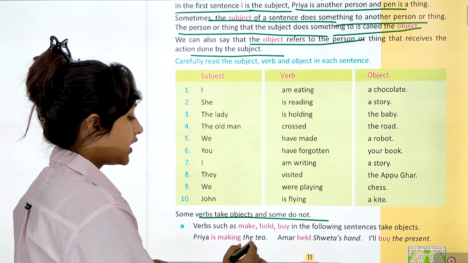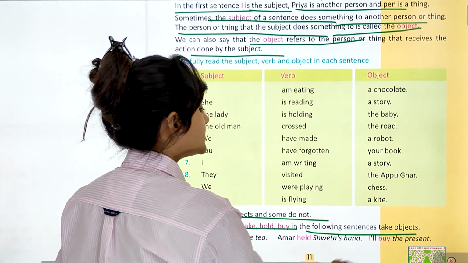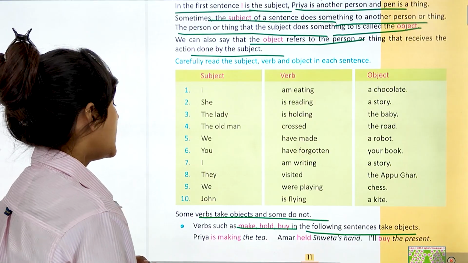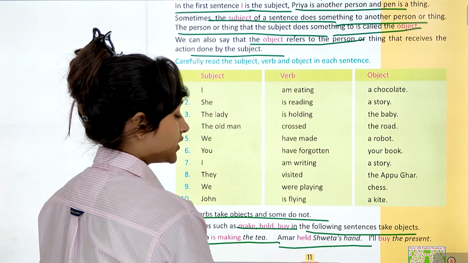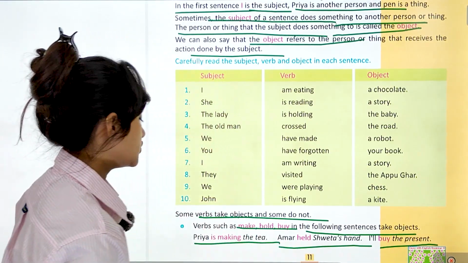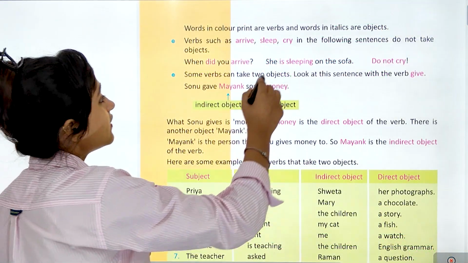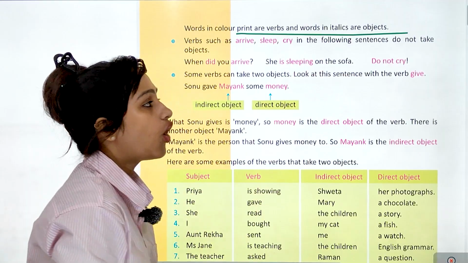Verbs such as make, hold, buy in the following sentences take objects. जो make हो गया, hold हो गया, buy हो गया, वो क्या ले रही है? Object तो ले रही है. Priya is making the tea. Priya held Shweta's hand. I will buy the present. So here making, held and buy क्या है आपका? Verbs हैं. Words in color prints are verbs and words in italics are objects.